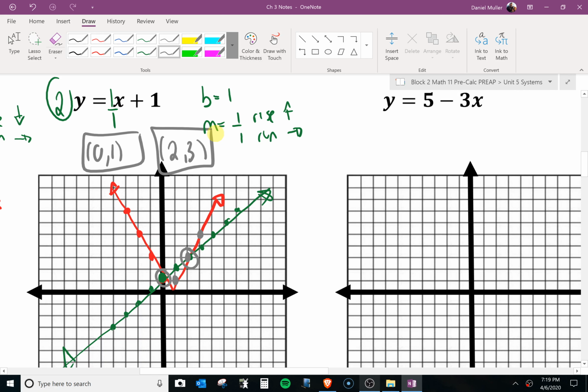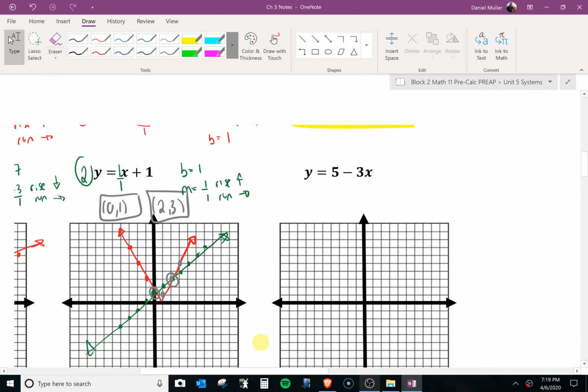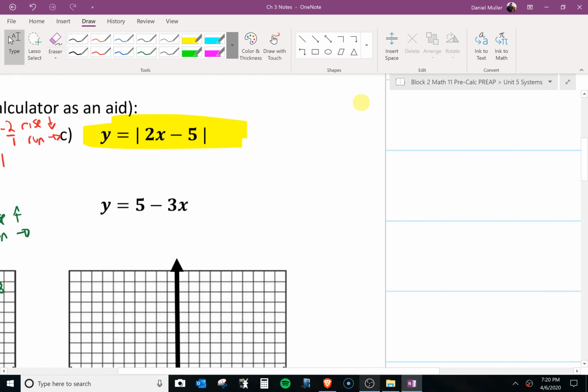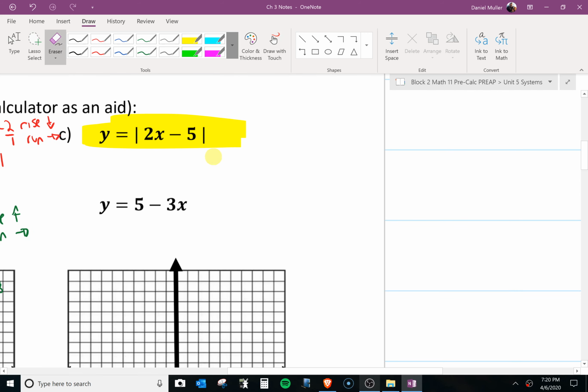Those are the x values, 0 and 2. And then if you put them in, you'll get a y value of 1 and 3. So this had two answers. It's nice to know. Now let's look at this one.